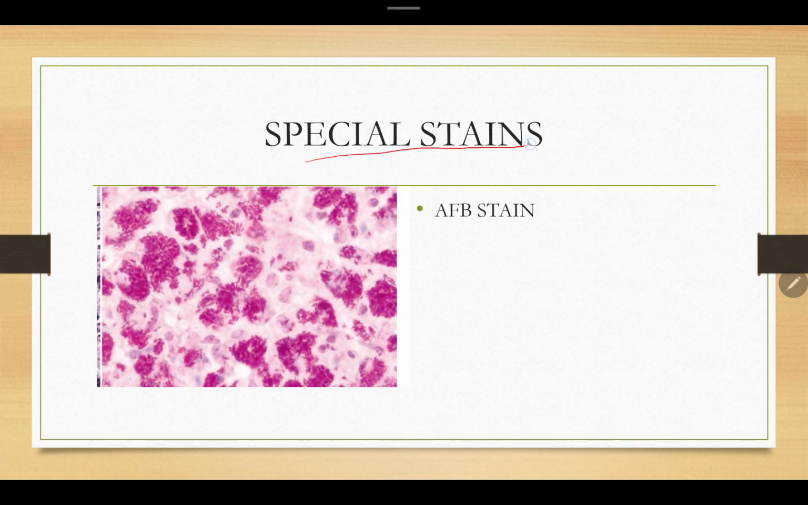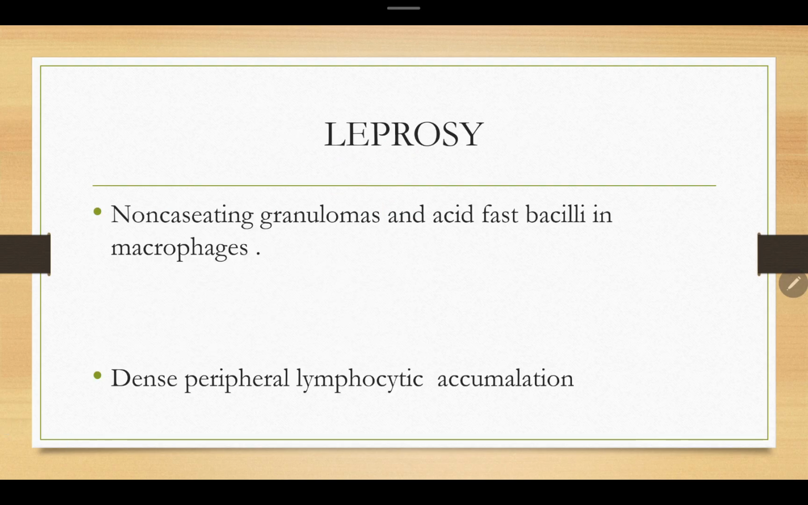The special stain that we use to identify this is the AFB stain. In the AFB stain you will see the bacilli. Next, leprosy. In the next class I will be covering other types of granulomas, immune granulomas and non-immune granulomas, and different other diseases. Okay, thank you.